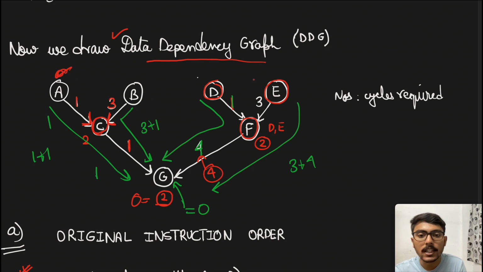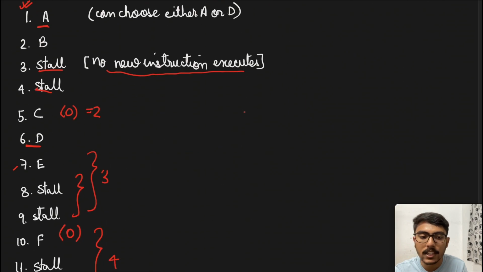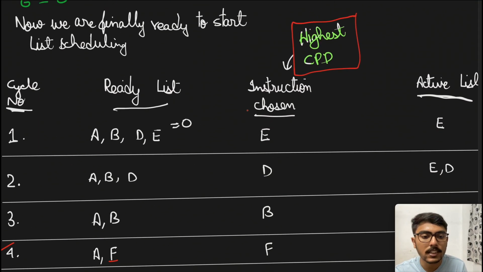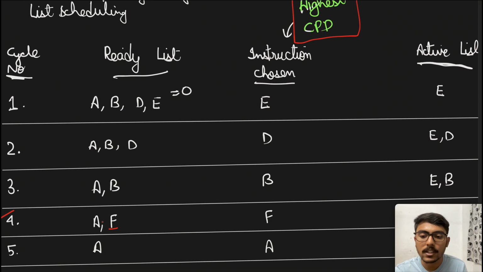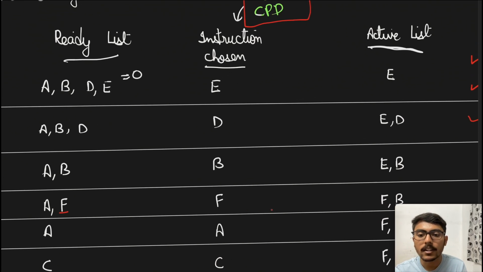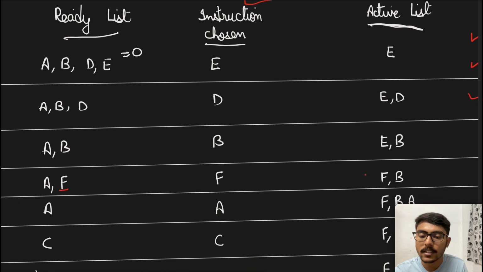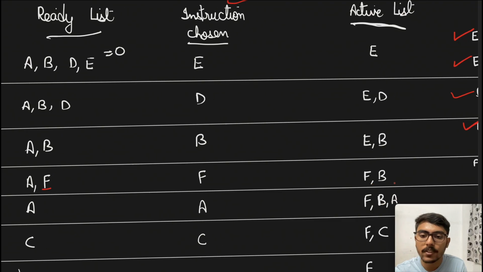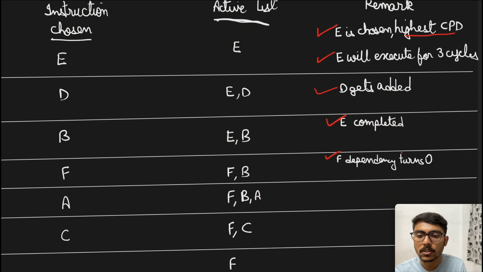we have executed D, we are executing B, and now we can execute F because the dependency has converted into 0, because E and D are already executed. So since E and D are already executed, we'll just have F into the ready list. Instruction chosen will be F, because it is higher than A in CPD, and we'll have F and B because E has already got completed, and so F dependency turned to 0.